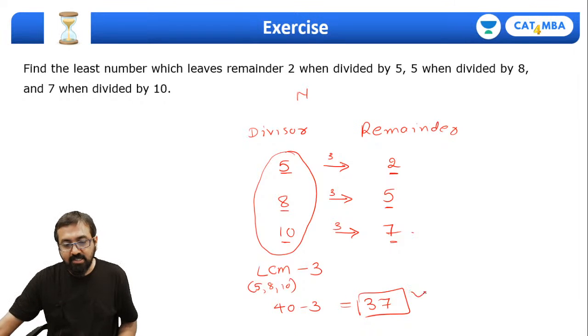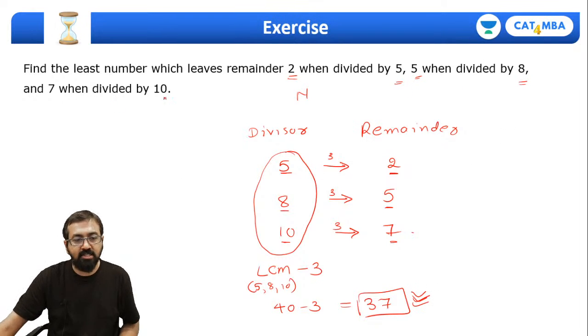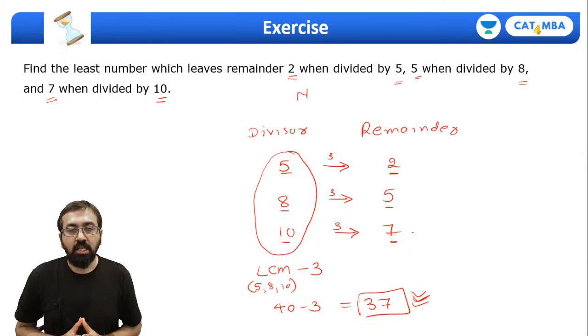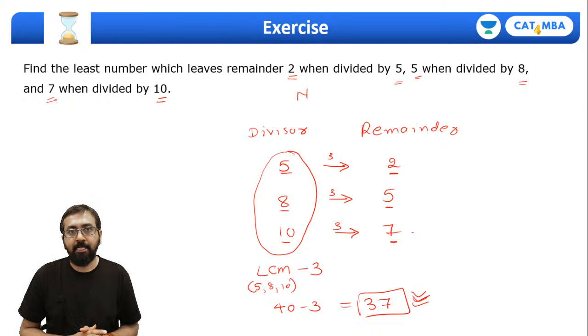See, if you divide this 37 by 5, you will get 2 as the remainder. If you divide this 37 by 8, you will get 5 as the remainder. If you divide 37 by 10, it's 7 as the remainder. Correct? Have you understood this, everyone?